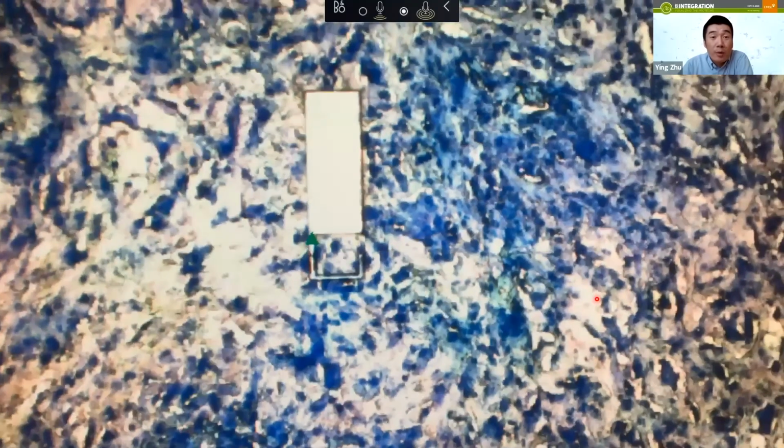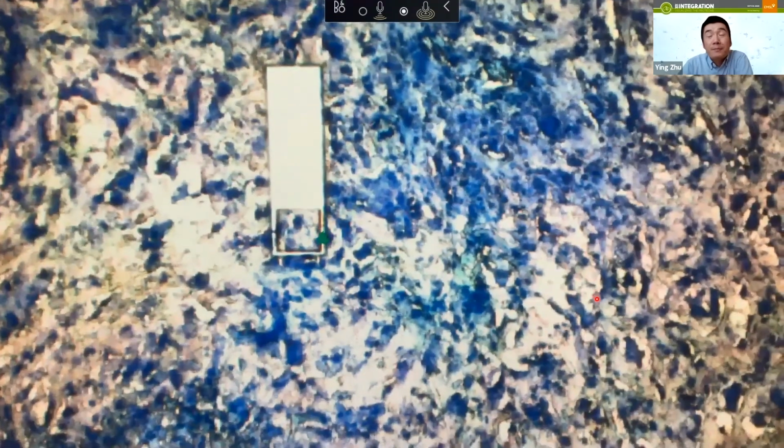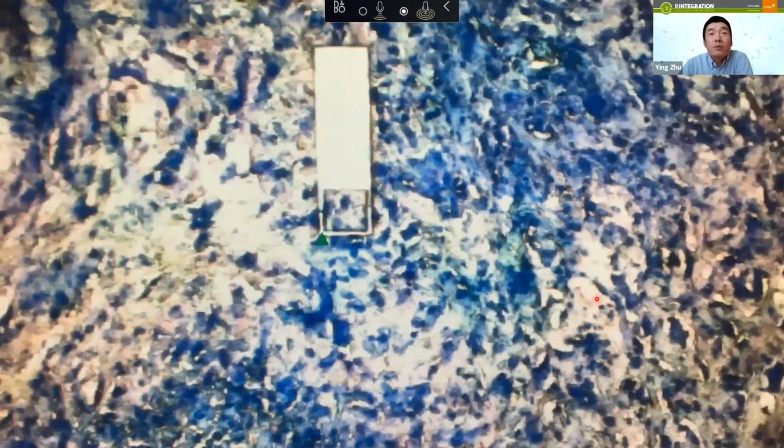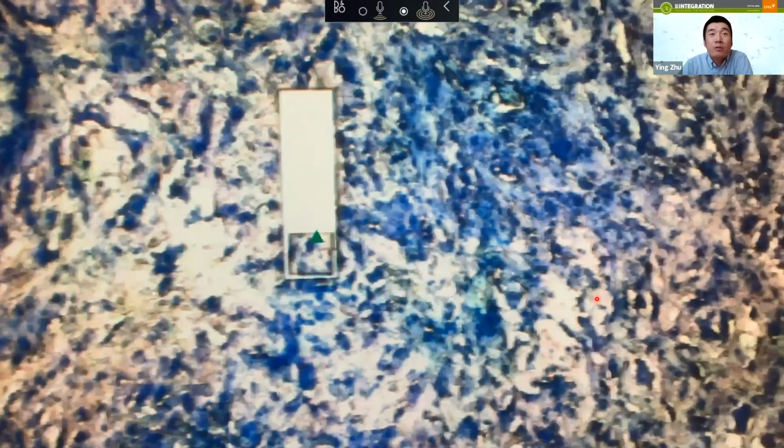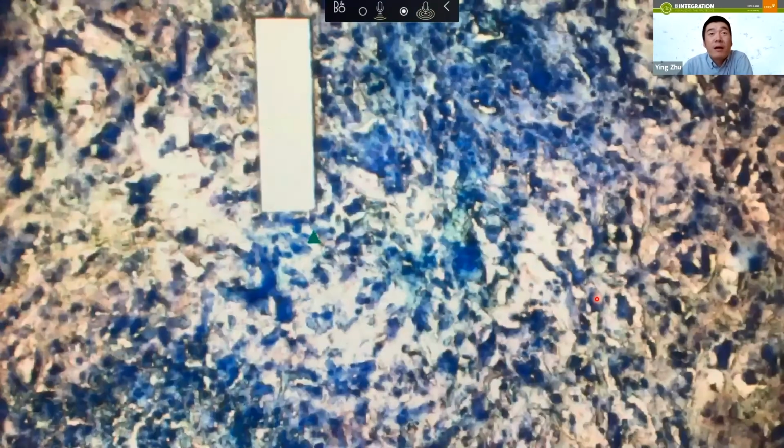Usually it works pretty well, but sometimes we lose the sample if the tissue is too small, because of electric charge, it just disappears after laser ablation.